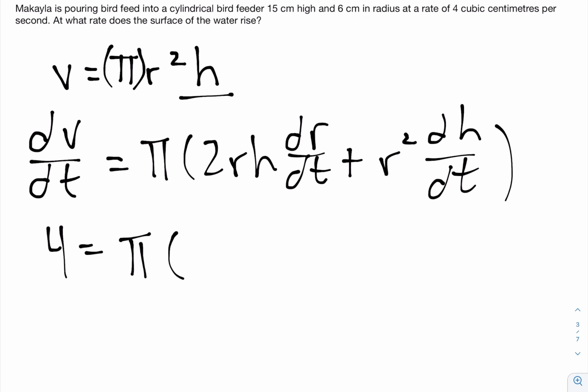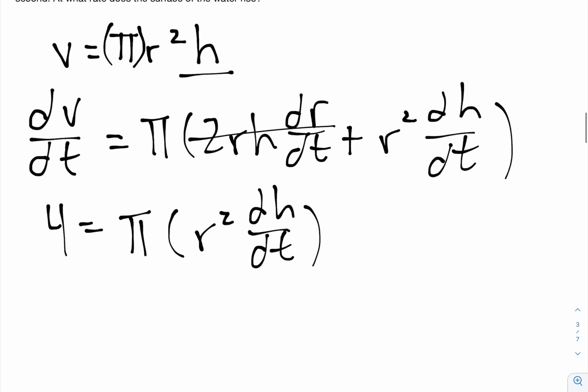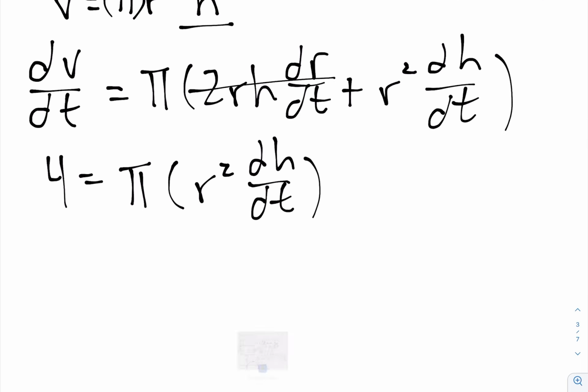So if it says the radius is 6 centimeters, that means it's always 6 centimeters. So dr by dt is 0, therefore this whole thing is 0, because these things are multiplying into each other. So we're just going to ignore this. So we just get r squared dh dt. Okay, and I'm going to drop the brackets now, because we don't have that plus anymore, we just have times.